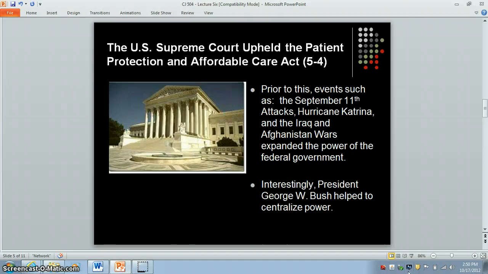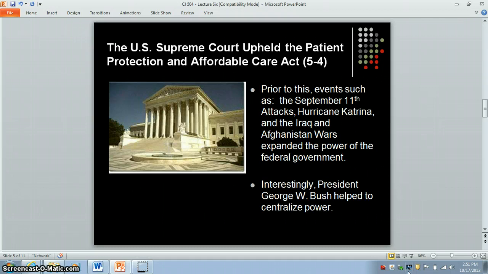Before the election of President Obama, Presidents Nixon, Ronald Reagan, and even Bill Clinton expressed commitments to increasing state autonomy while scaling back the federal government's reach over the states. However, events such as the September 11th attacks, the Iraq and Afghanistan wars, and Hurricane Katrina allowed President George W. Bush to centralize executive power and continue the general drift of authority to Washington, D.C.